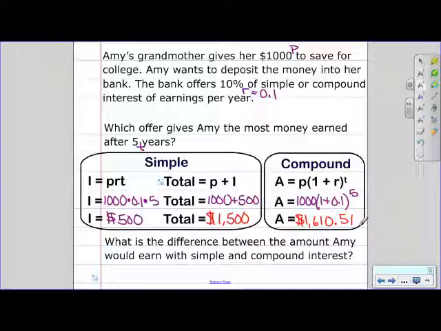So now the next question says, what is the difference between the amount Amy would earn with simple and compound interest? So now we need to take the difference between the two total amounts. So we have $1,610.51 minus $1,500. So the difference would be $110.51.